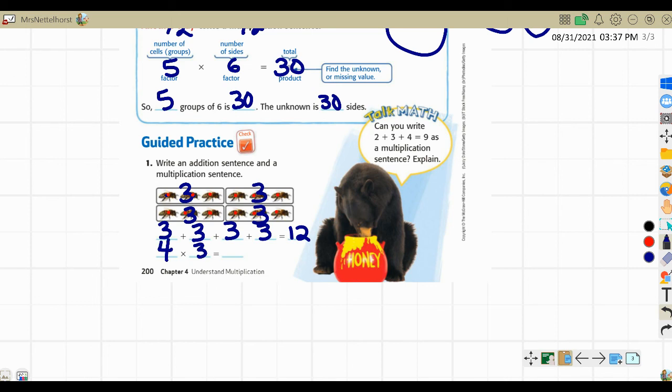Your adult might tell you that 3 times 4 is also correct. We have not learned commutative property yet. So for now, this is the only way that's correct. So if you didn't put it that way, pause the video, fix it, and then come back. Okay, same answer. It's 12 bees. 4 groups of 3 equals 12, or 4 times 3 equals 12.